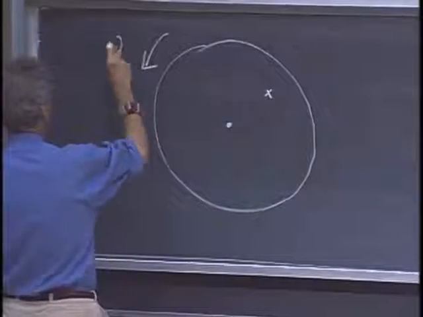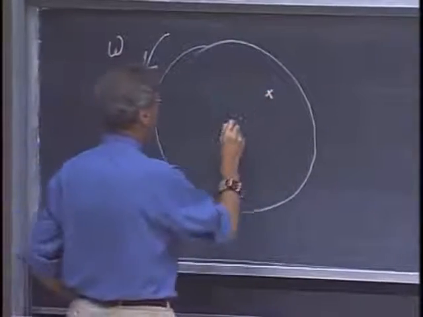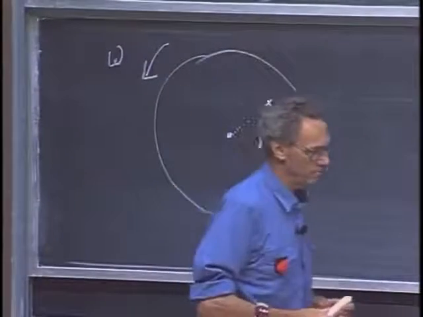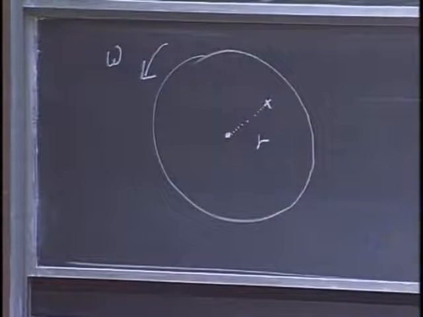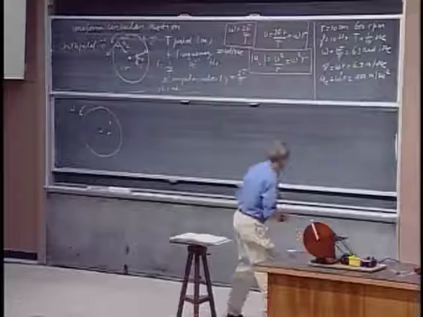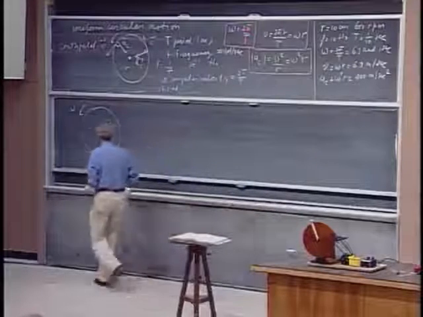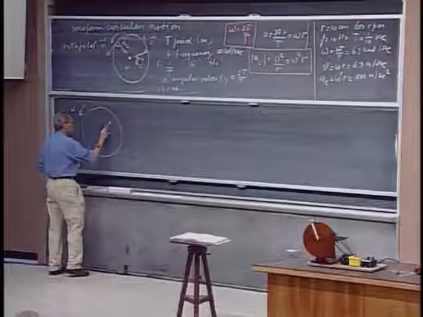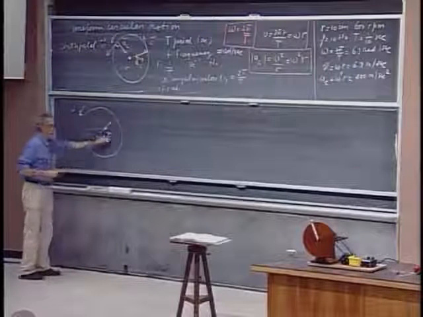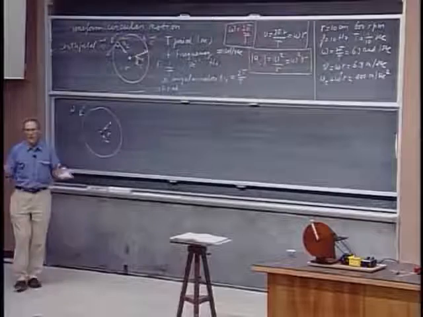It's going around with angular velocity omega, and your distance to the center, let's say, is little r. You're sitting on this chair, and you must experience, that is non-negotiable, centripetal acceleration, a_c, which is omega squared times r. Where do you get it from?